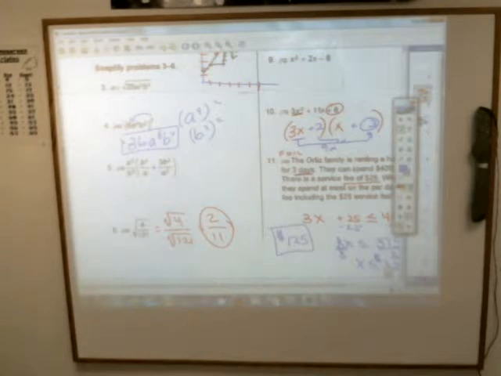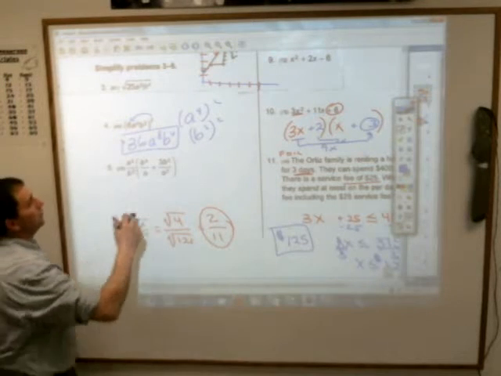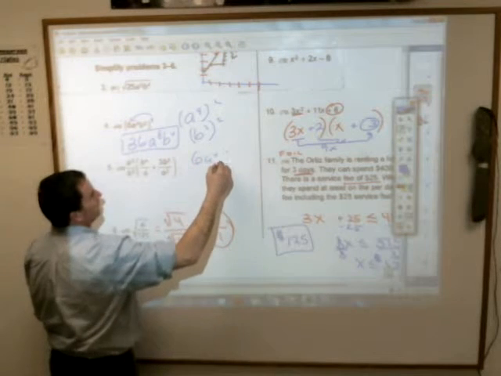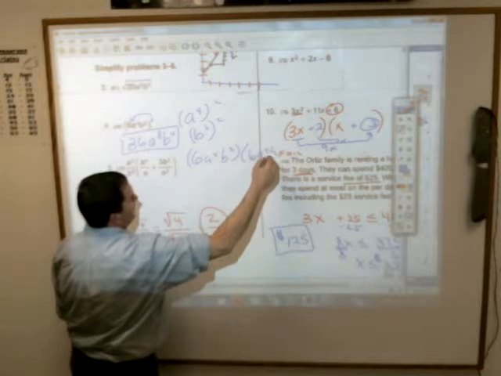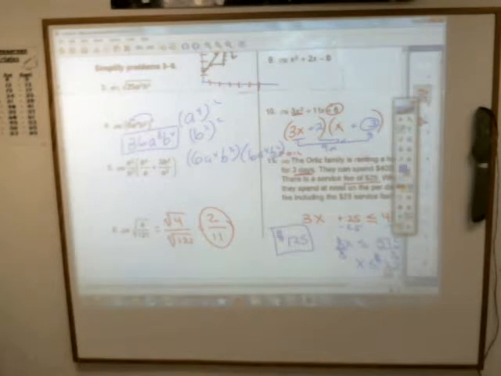Margaret, number 5? No, for number 4, can you just write down 6 a to the 4th b squared and multiply by that? Oh, and exponents? You could just write this down twice, you mean? Yeah. 6 a to the 4th b squared, times 6 a to the 4th b squared, yes. By all means, if that's what you like to do on that, feel free. It's probably not a bad idea.